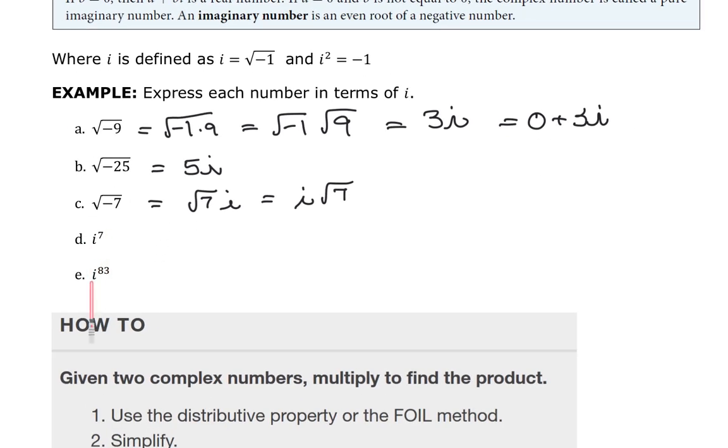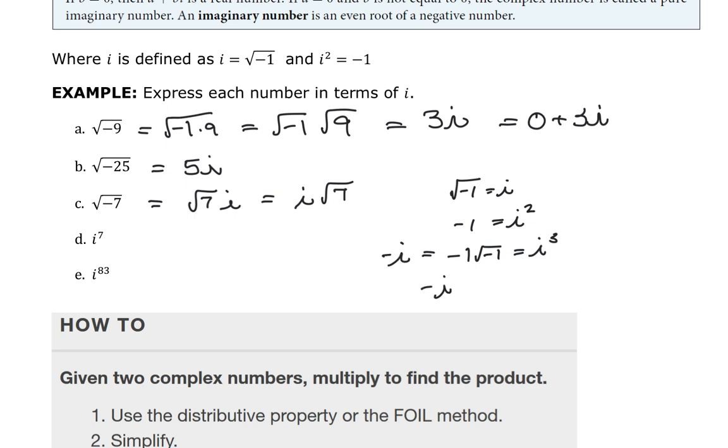We'll have i to the 7th or i to the 83. Well, what I know is that if the square root of -1 is i, and -1 is i squared, then -1 multiplied by the square root of -1 must be i to the 3rd. So in other words, this must be -i.